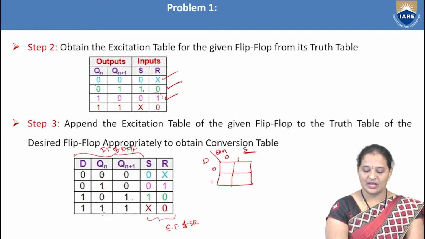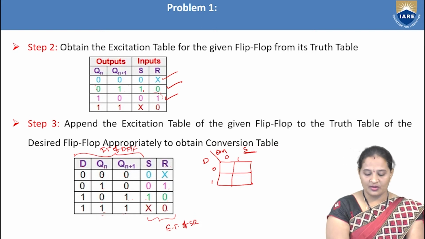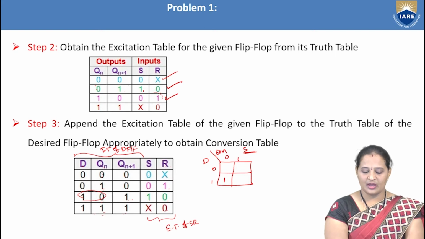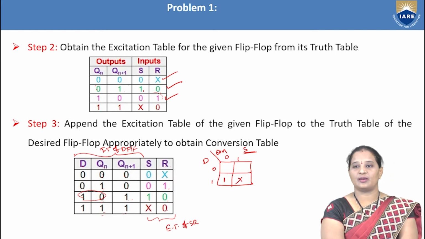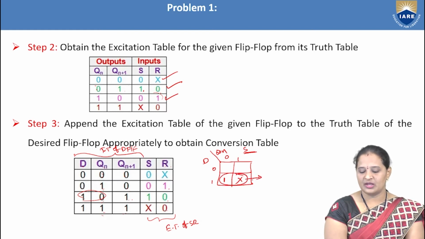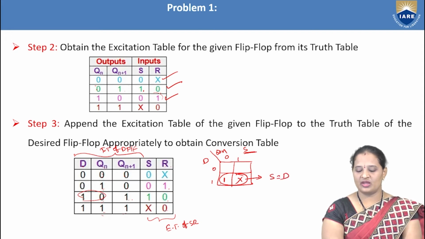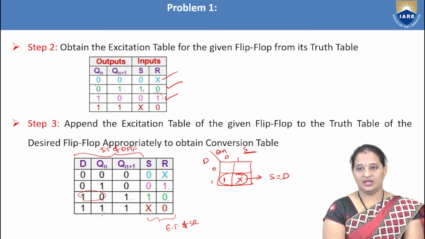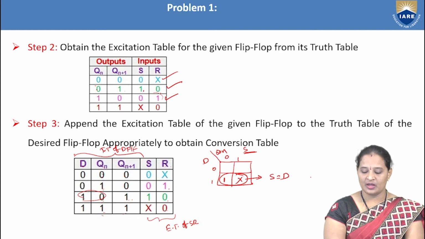This is for S. S becomes 1 and don't care when D is equal to 1 and Qn is equal to 0, it is 1. And when both are 1s, it is don't care. So now I can group them together. Now what I can write here is S equals D, because only one pair has been formed, and for this pair the Qn value is varying. So eliminate Qn. Only D is common and hence S is equal to D.